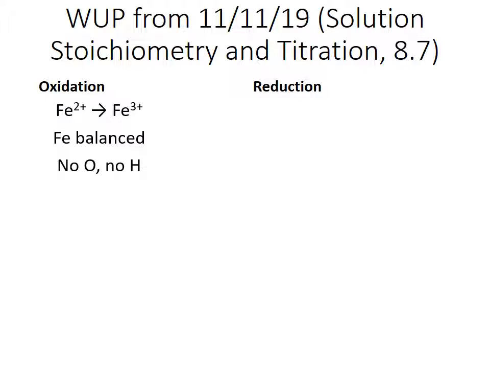We just need to balance the charge. And we do that by adding an electron to the product side, so that the overall charge on both sides is +2. Next, let's look at our reduction. So first we need to balance the chromium. We're going to do that by putting a coefficient in front of the Cr3+.